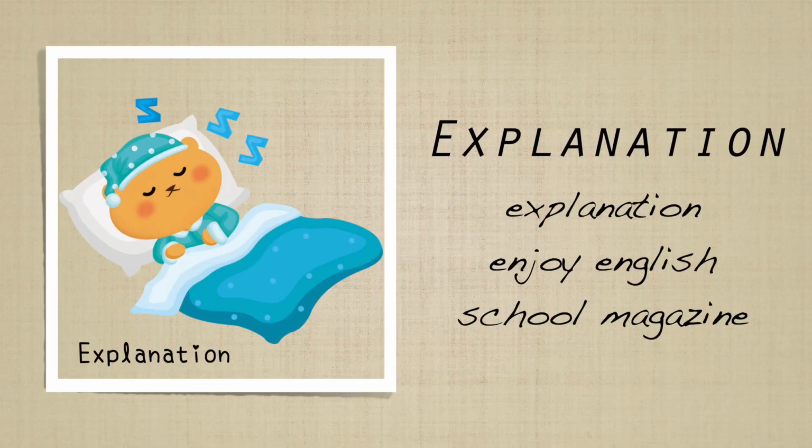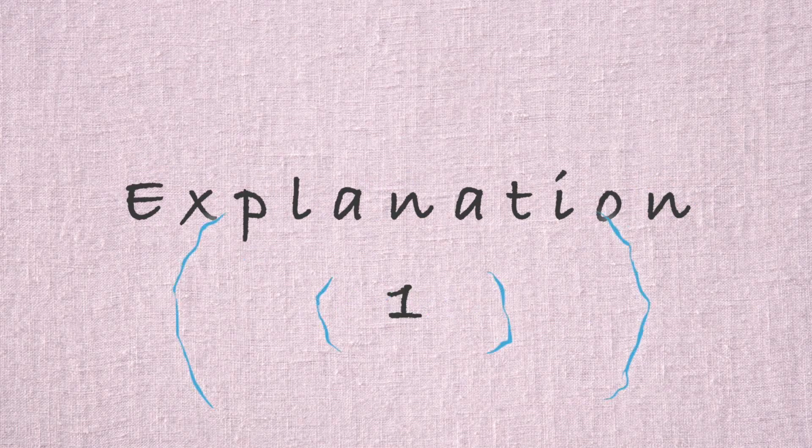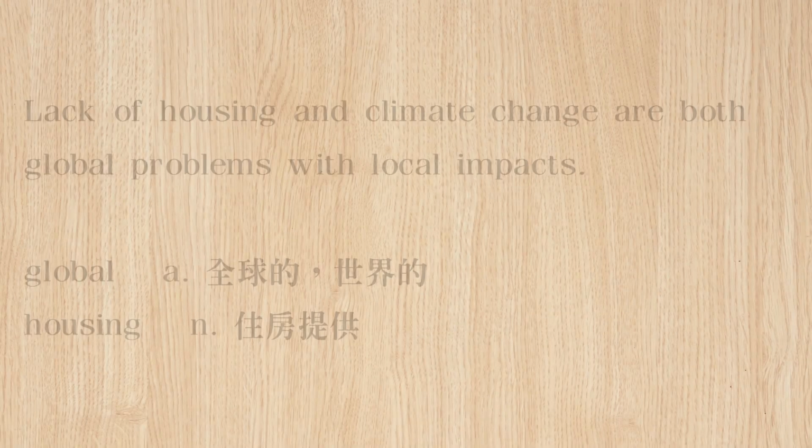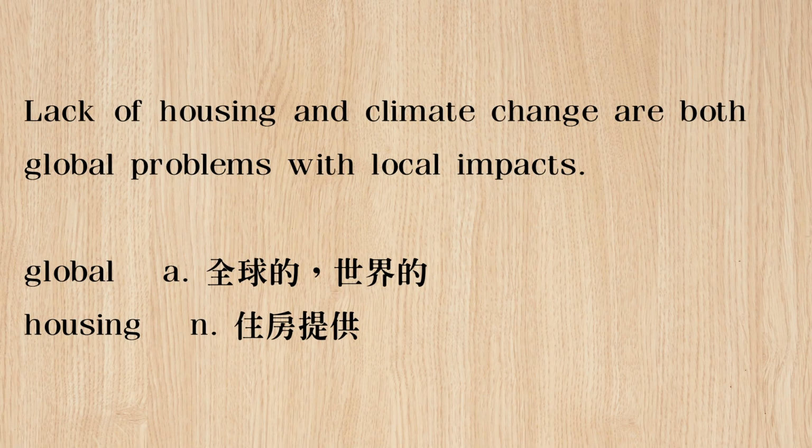All right, let's jump right into paragraph 1. And of course, we're looking at page 54 and 55 in our magazine. Sentence 1 says, lack of housing and climate change are both global problems with local impacts.